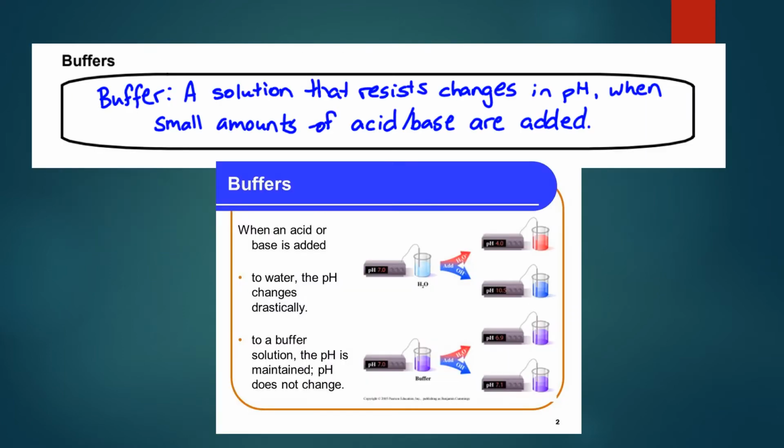So first off, the definition of a buffer. Buffers are things that resist changes in pH. So we add a buffer to a solution so that if we add an acid or add a base, the buffer will resist against that change. It will stop it from becoming acidic or stop it from becoming a base when small amounts of the acid or base are added.